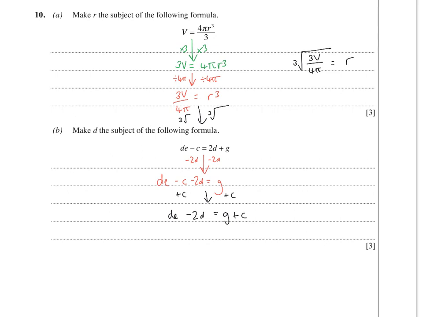I've got to try and get D on its own completely now. So the way I do that is factorizing. If I pull D out as a factor, I will get E minus 2 there from our factorizing skills, is equal to G plus C. And then I would divide both sides by this E minus 2, which is going to give me D equals G plus C all over E minus 2.